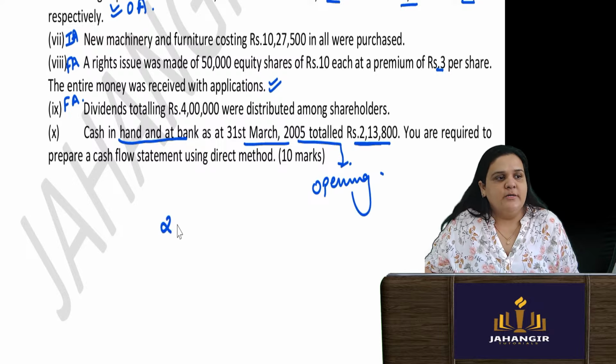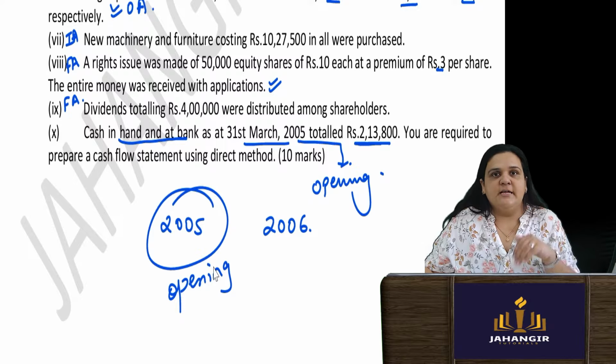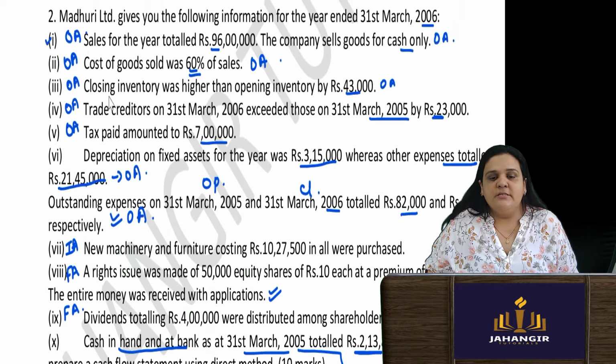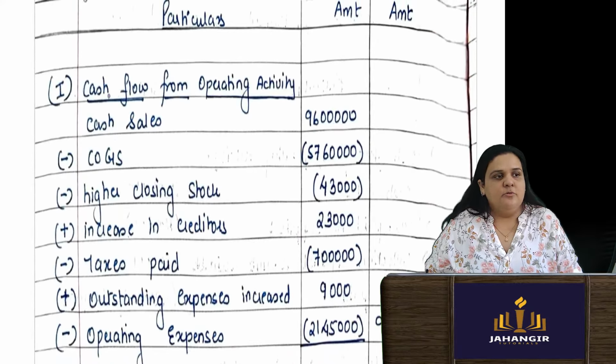Okay, there are 2 years involved, 2005 and 2006. So 2005 is going to become my opening. The previous year is the current year's opening and this year's is closing. All this is related to my opening and closing. This time they have given it. It is very easy, there is nothing to worry about.